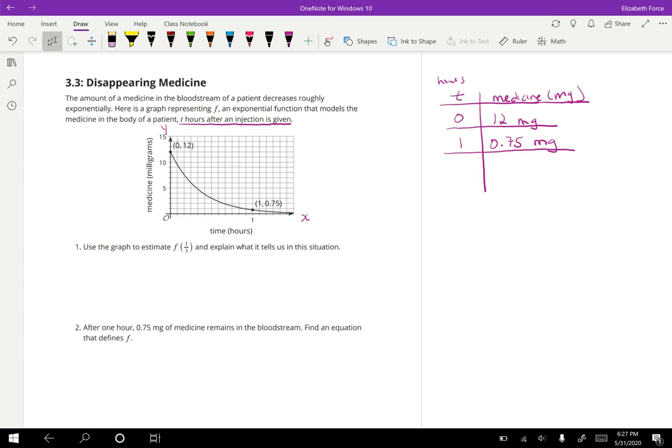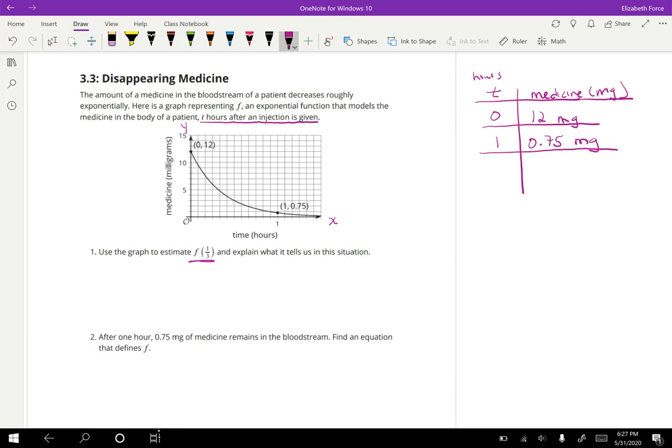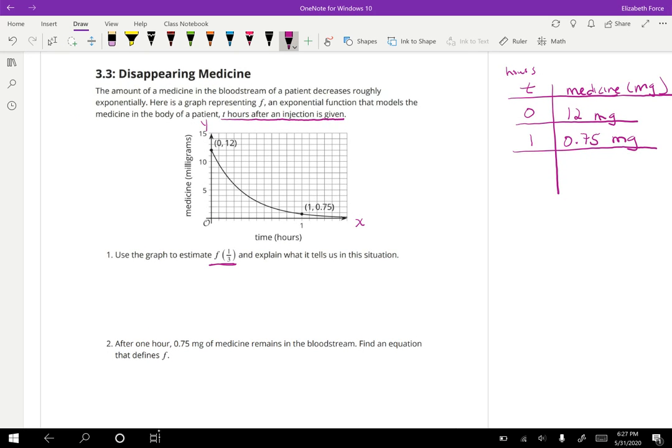Looking at number 1, use the graph to estimate f(1/3). So we're looking between 0 and 1. We want to find 1/3 of the distance on the x-axis, and explain what it tells us in this situation. Well, how many tick marks is this from here to here? 1, 2, 3, 4, 5, 6, 7, 8, 9, 10, 11, 12. How convenient. We want to find 1/3 of the way, so 1/3 of 12 is 4. So 1, 2, 3, 4. This is roughly 1/3 of the distance out.